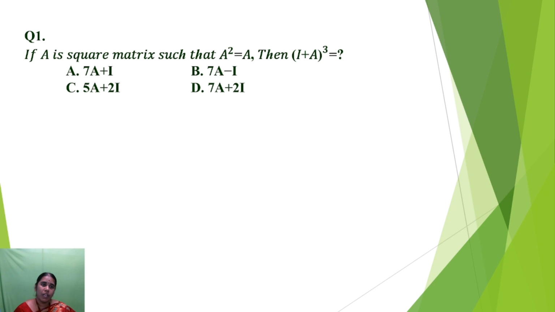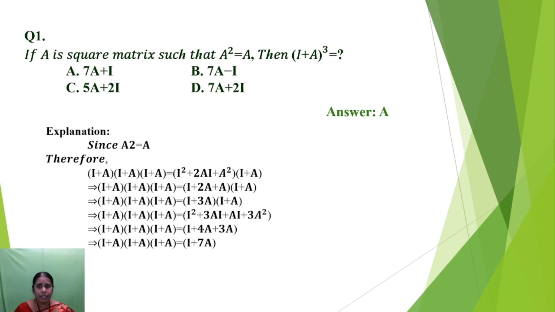First one. If A is a square matrix such that A square equal to A, then calculate (1 plus A) the whole cube. They have given A square equal to A, but are asking about the cube. The answer is 7A plus I. How do they find this out?